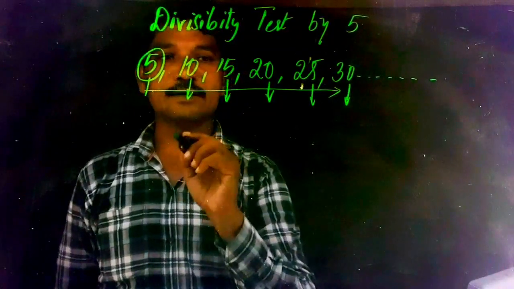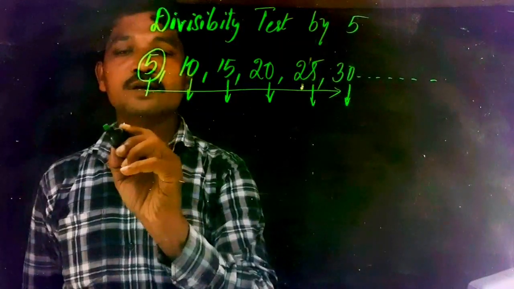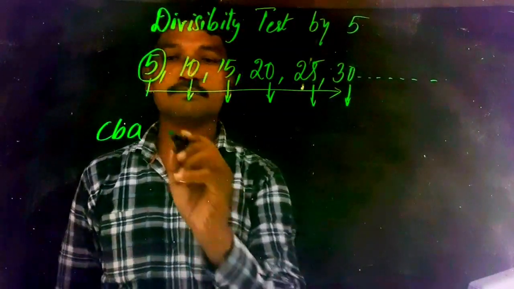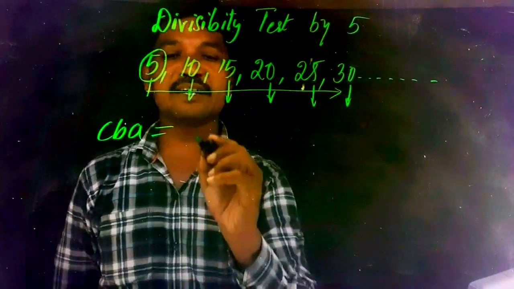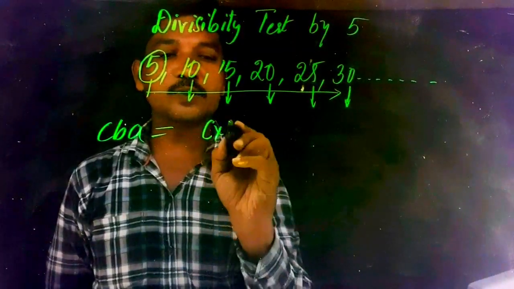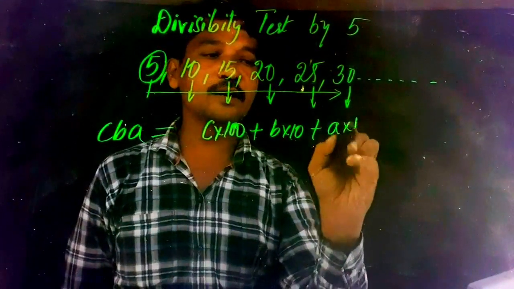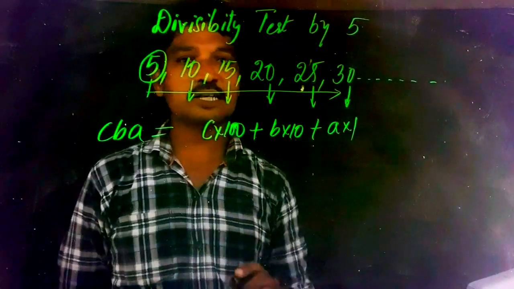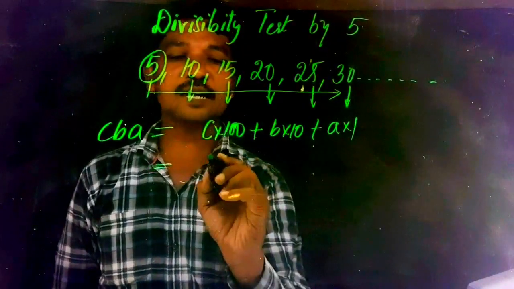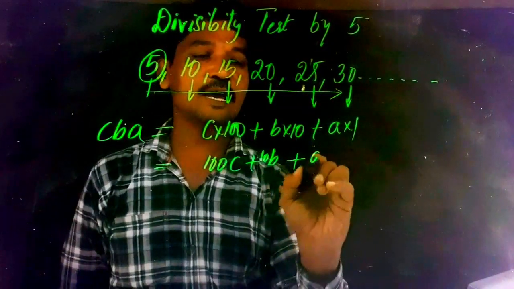So how am I writing it? In general form, I will take the expanded form only. We already learned that CBA is a number. If we write it in the expanded form, we already learnt, C into 100 plus B into 10 plus A into 1. That is the expanded form according to their place value. So when I write it, C into 100 is 100C, plus 10B, plus A.